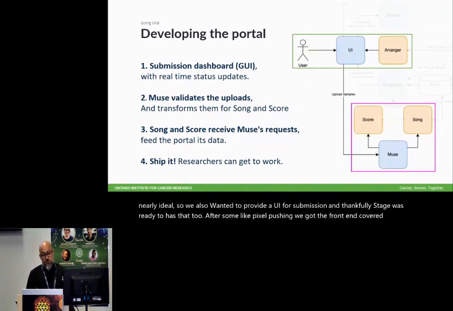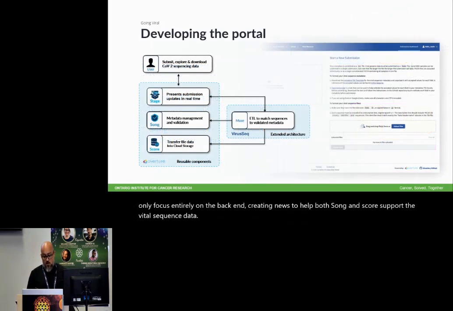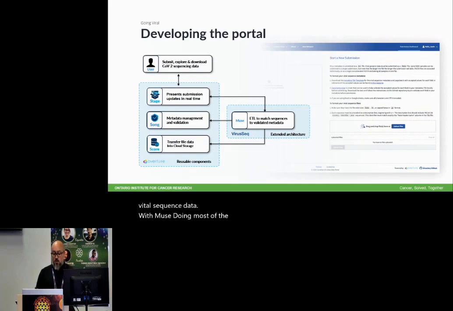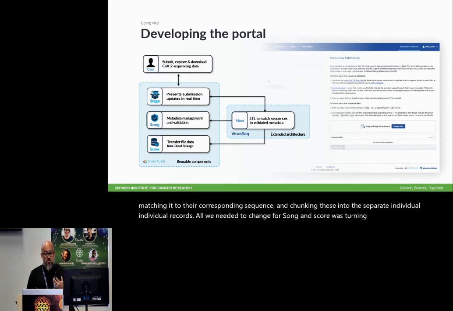Now we could focus entirely on the back end, creating Muse to help both Song and Score support the viral sequence data. With Muse doing most of the viral model heavy lifting, that meant validating metadata, matching it to its corresponding sequence, and chunking these into the separate individual records. All we needed to change for Song and Score was turning on pagination and scaling them horizontally.